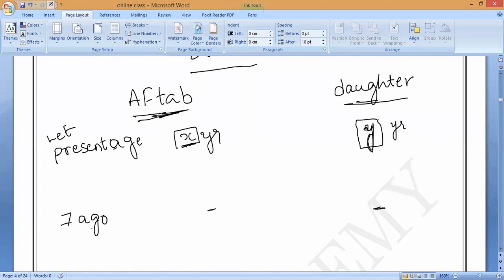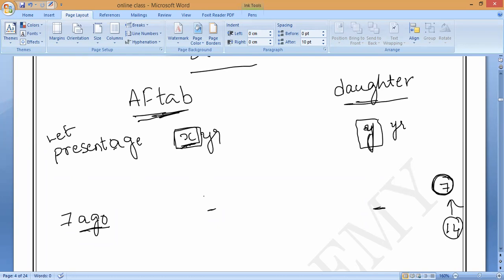Yes. 7 years ago. Suppose your age is 14 years. 7 years ago means what is your age? 7. How can you find 7? It is subtraction. 14 minus 7. So the present age of father is X years. 7 years ago, what is the age of father? X minus 7.